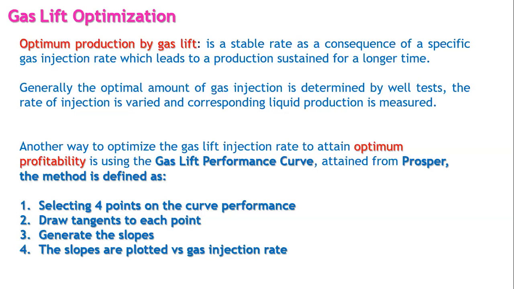So the way to optimize is, as I put it right here, to take at least four points in the performance curve. You draw tangents to each point, rate versus gas injection. You have to generate the slopes at these tangent points, and the slopes are plotted versus gas injection rate. I will show it here.